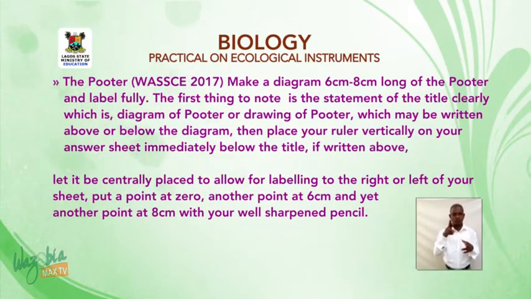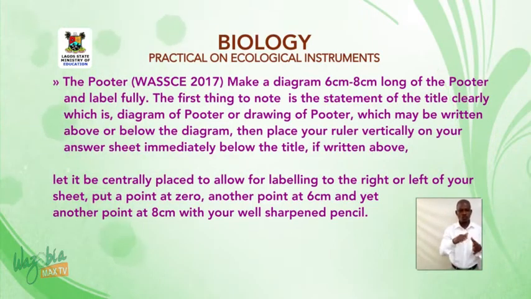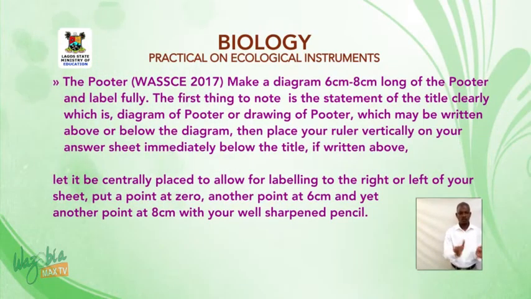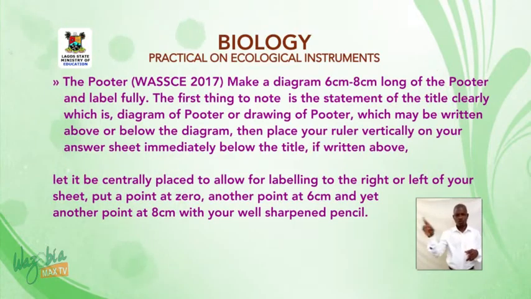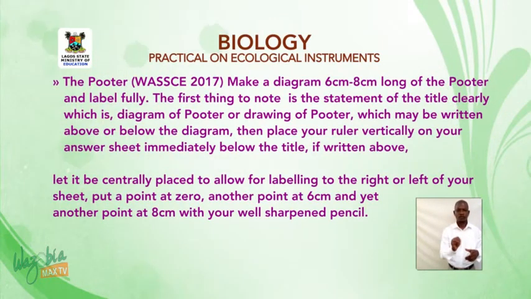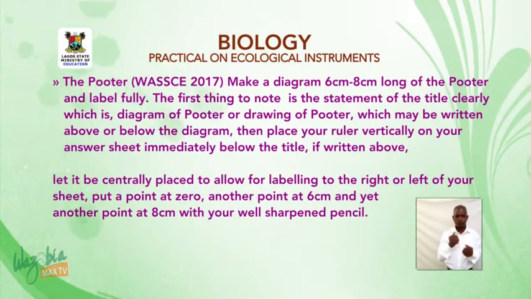Then place your ruler vertically on your answer sheet immediately below the title, if written above. Let it be centrally placed to allow for labeling to the right or left of your sheet. Put a point at 0, another point at 6 centimeters, and yet another point at 8 centimeters with your well-sharpened pencil.